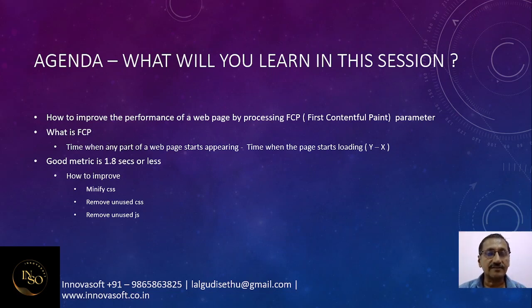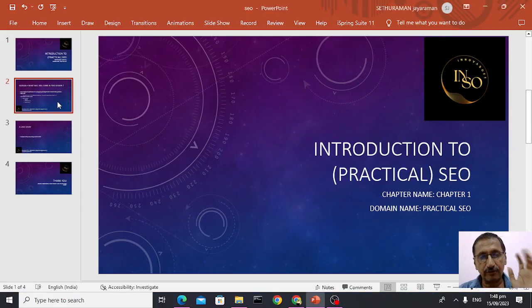Then remove unused CSS. I may have so many CSS files which are never used in my web page, but still I have them at the top of my header. So I can remove those unused CSS, and remove unused JavaScripts. There are certain JavaScript files which are never used in our web page. All these things will improve the FCP score. The FCP score, previously around 3 or 4, will come down to less than 1.8. We can see that practically right now.